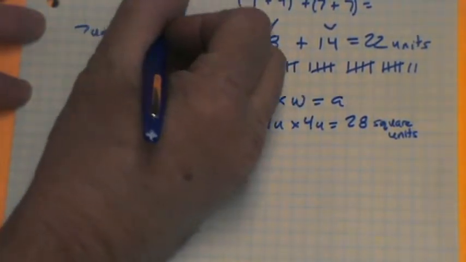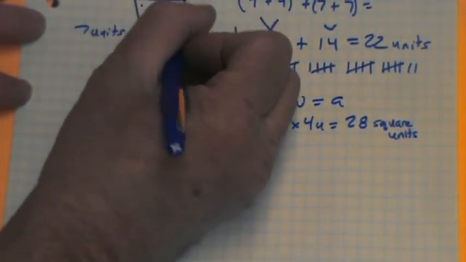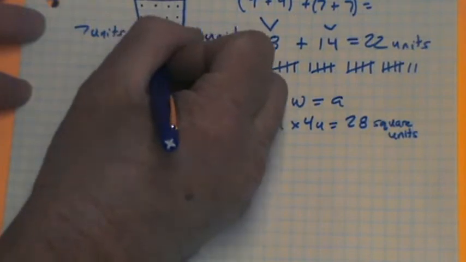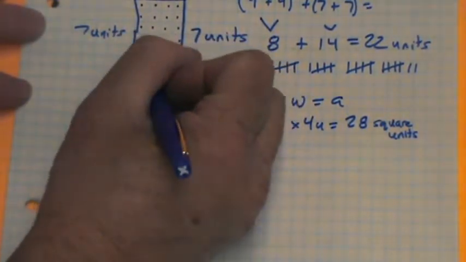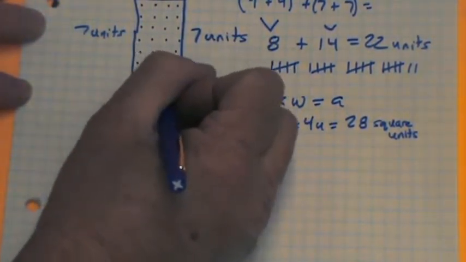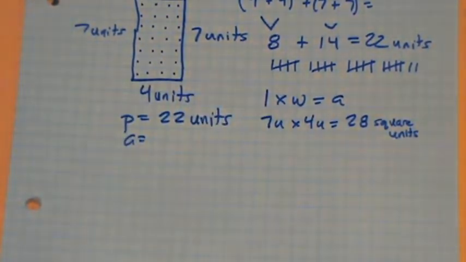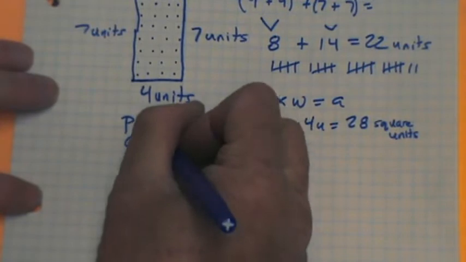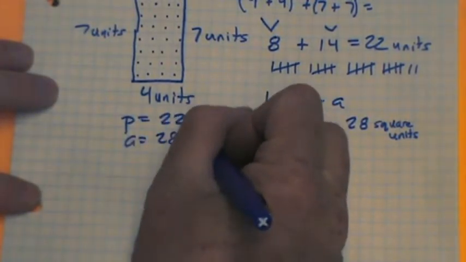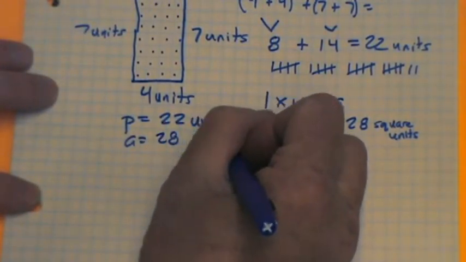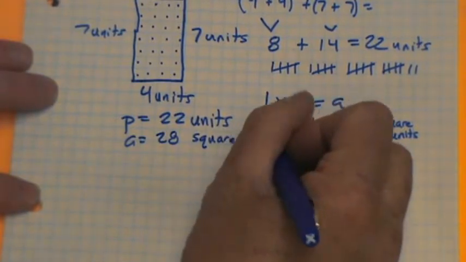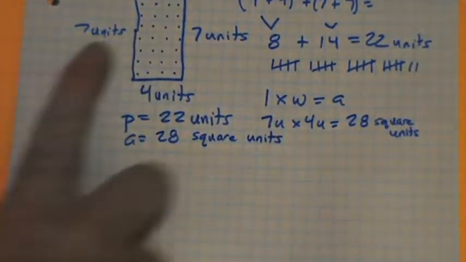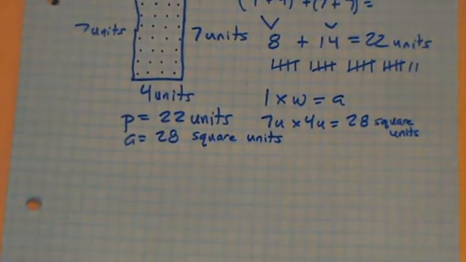squares in here. 1, 2, 3, 4, 5, 6, 7, 8, 9, 10, 11, 12, 13, 14, 15, 16, 17, 18, 19, 20, 21, 22, 23, 24, 25, 26, 27. Look, 28. We did the width times the length, and we got 28 units. And you could do 4 times 7, 7 times 4. It doesn't matter. So we're going to put 28 square units. That is so L7 square.